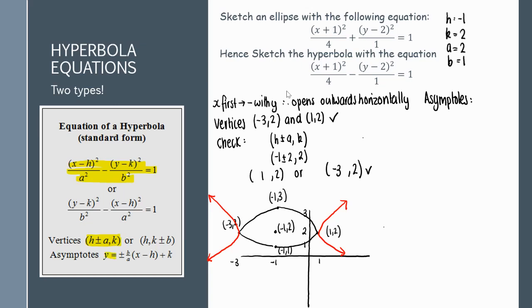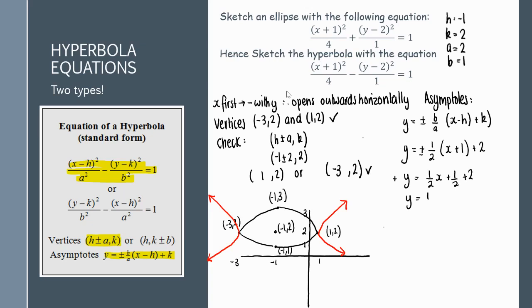So the asymptotes for my hyperbola will be y equals plus or minus b over a, brackets x minus h, plus k. Let's sub in. B is 1, a was 2, then we have x minus h, h was -1, so we have x plus 1, and then plus 2 on the end. Take the positive version, we should get y equals a half x plus a half plus 2, or y equals a half x plus 5 on 2.